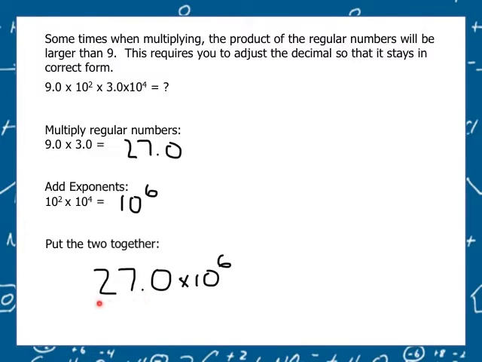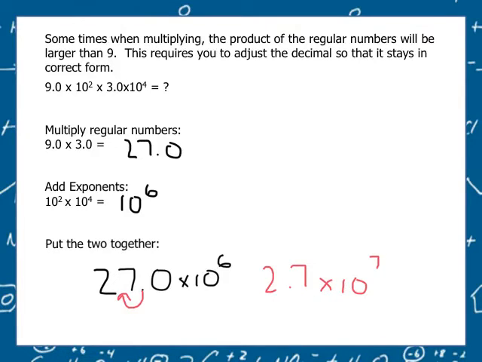Now, this is a mathematically correct statement for a problem, but it's not in proper scientific notation because we have 2 digits in front of the exponents. So we're going to need to adjust that by moving my decimal one place forward. So now I have 2.7. But I can't leave my exponent just as it is. Since I made this number smaller by one factor of 10, I need to increase my exponent by one factor of 10. So my 6 goes up 1 to become a 7.